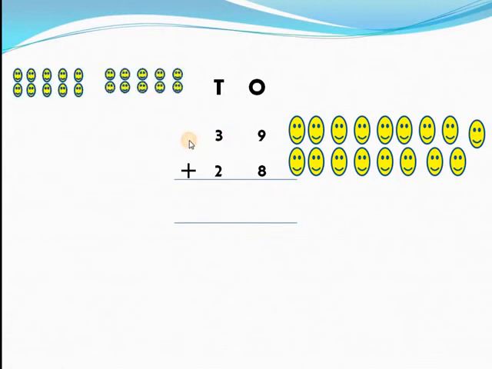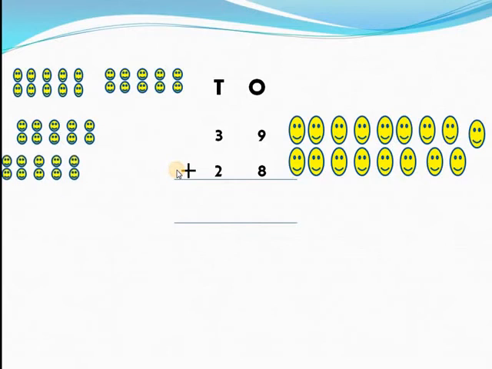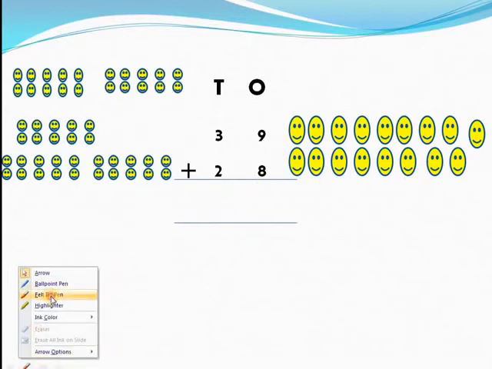1, 2 group and 3 group of 10. Here we have 2, so we need to draw 2 more groups of 10. 1 group of 10, second group of 10. We have got this. Now when we start from ones, after drawing all this, 9 and 8 makes 17.